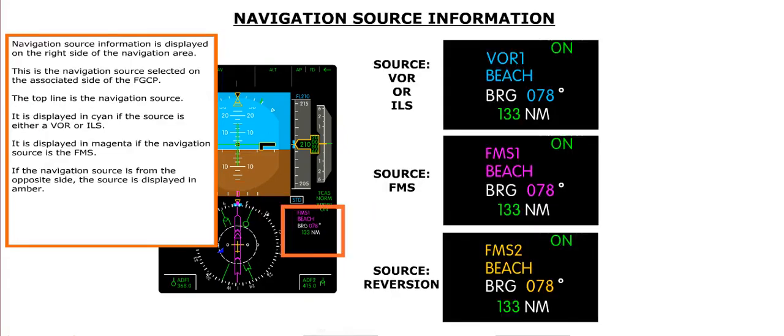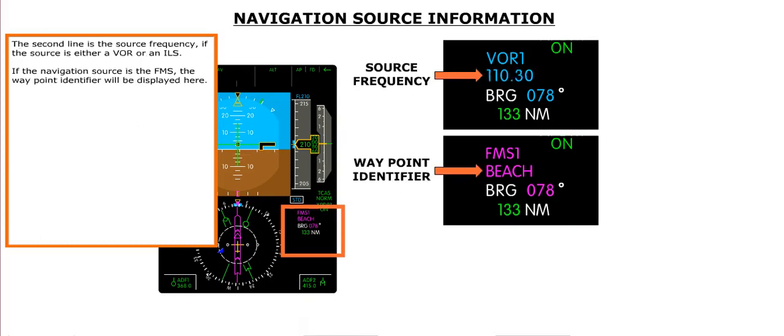Navigation source information is displayed on the right side of the navigation area. This is the navigation source selected on the associated side of the FGCP. The top line is the navigation source. It is displayed in cyan if the source is either VOR or ILS. It is displayed in magenta if the navigation source is the FMS. If the navigation source is from the opposite side, the source is displayed in amber. The second line is the source frequency, if the source is either a VOR or an ILS. If the navigation source is the FMS, the waypoint identifier will be displayed here.